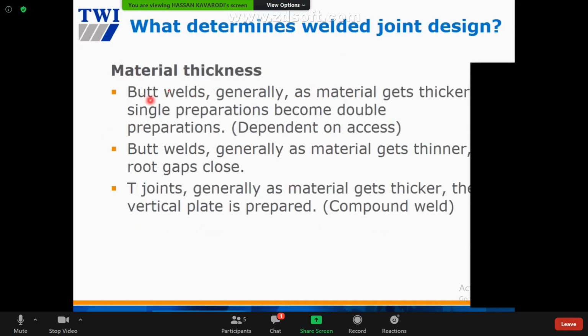All right, material thickness, butt weld. Generally as material gets thicker, single preparation becomes double if there is access, all right? Butt weld, generally as material gets thinner, root gets closer. T-joint, generally as material gets thicker, the vertical plate is prepared in compound weld, right?